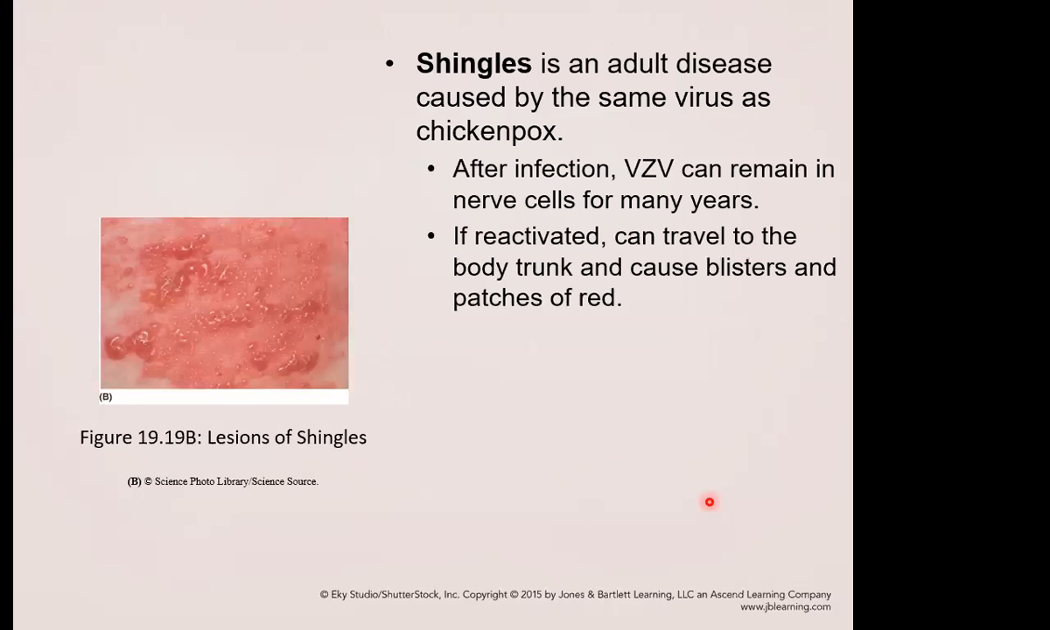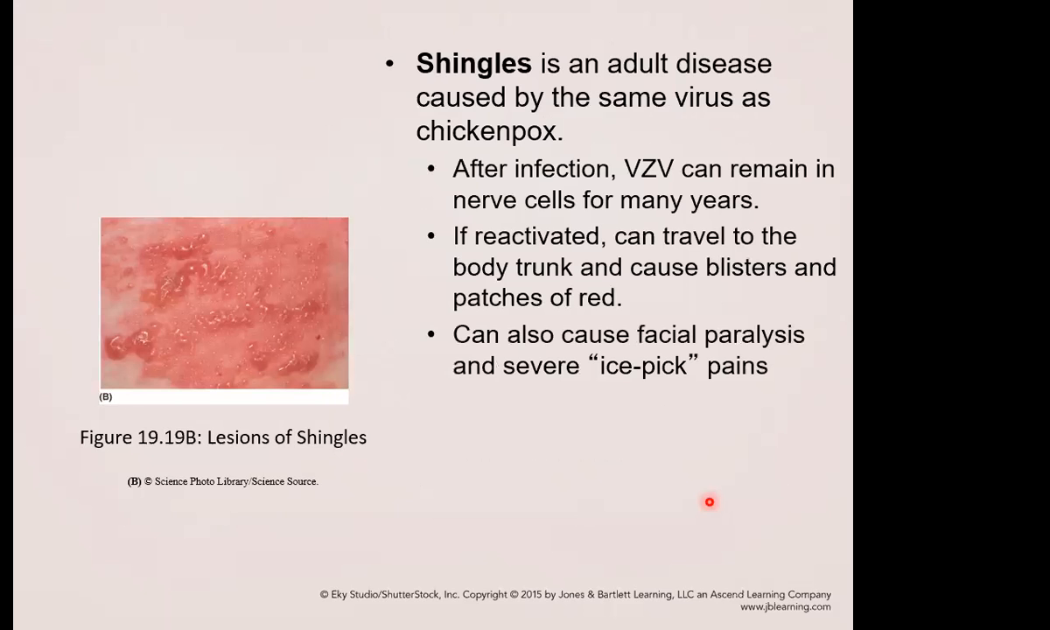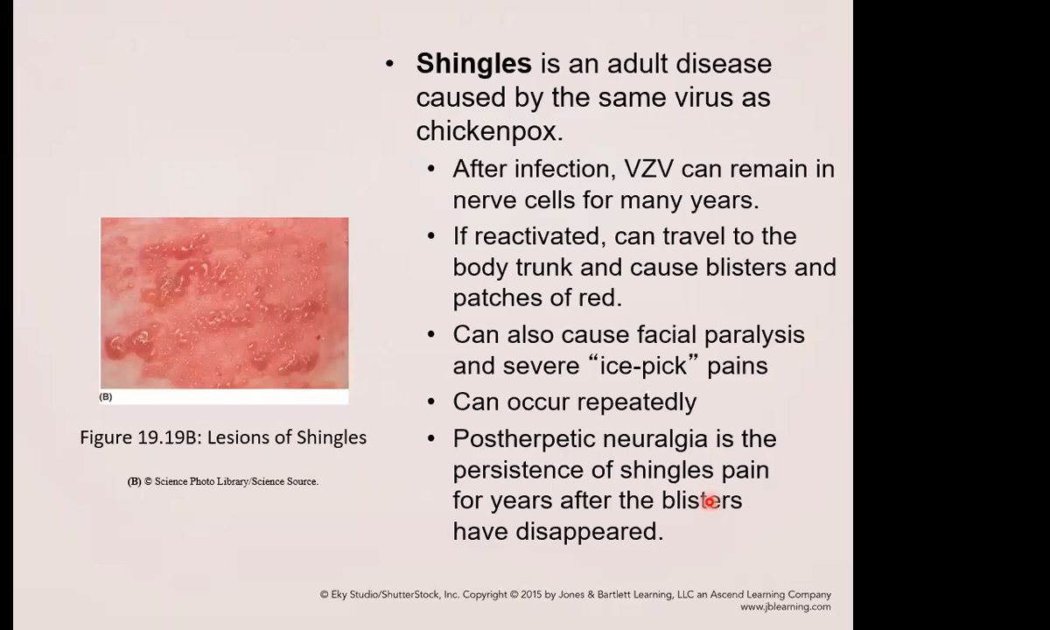Shingles is caused by the same virus, VZV. It's very painful, feels like an ice pick, and it can come back again and again. And then even after these bumps go away, people can still be left with what's called neuralgia or nerve damage.